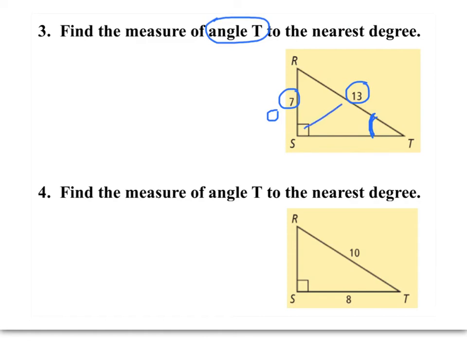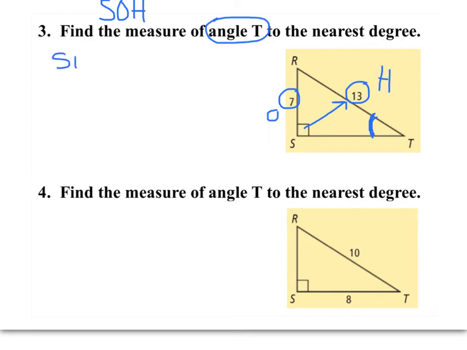I notice with the 13 that the 13 is opposite my right angle down here in the bottom left corner. In every right triangle, the side opposite the right angle is the hypotenuse. So, given my opposite and hypotenuse here, that is the SO part of SOHCAHTOA. So I know that my sine function applies to this particular problem.